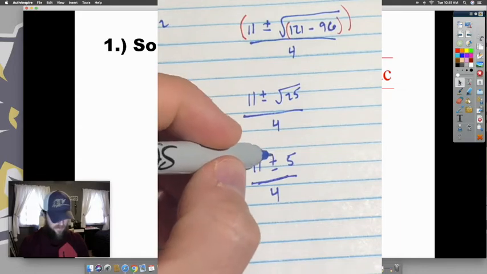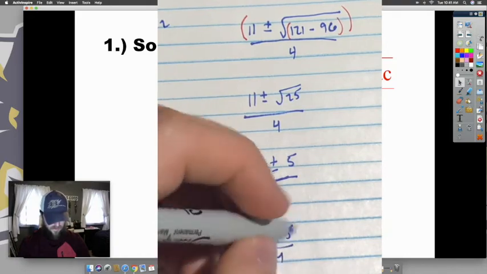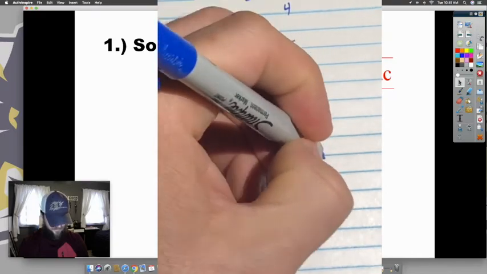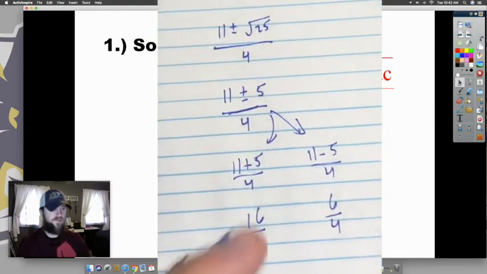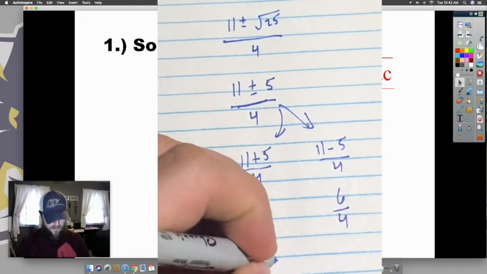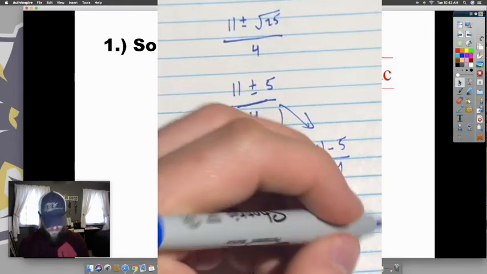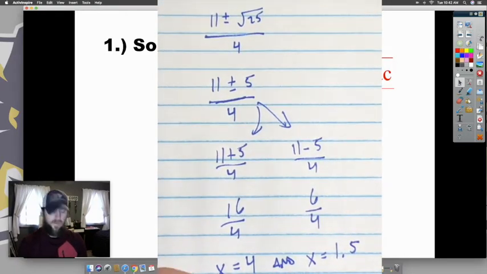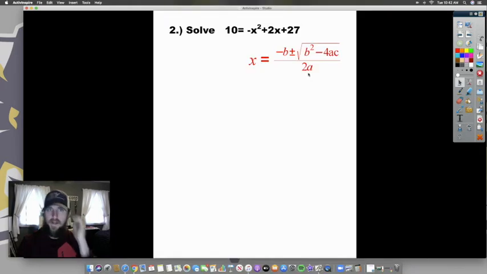So we have 11. This is where we're going to break it up into 2. We have 11 plus 5, which is 16 over 4. We also have 11 minus 5, which is 6 over 4. So our 2 answers, if we simplify them a little bit further, 16 divided by 4 is 4. And then the other answer that we can get, 6 divided by 4 is 1.5. So if this were to be graphed, those would be the 2 spots where the parabola is crossing the x-axis. Those are the x-intercepts.